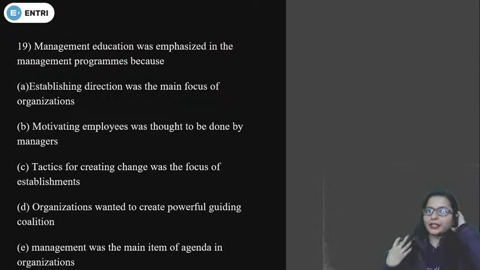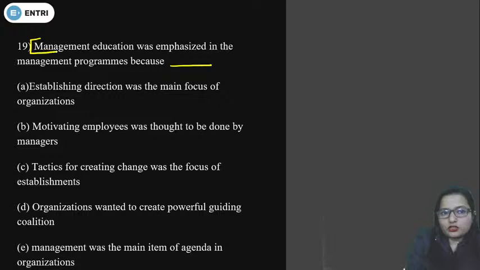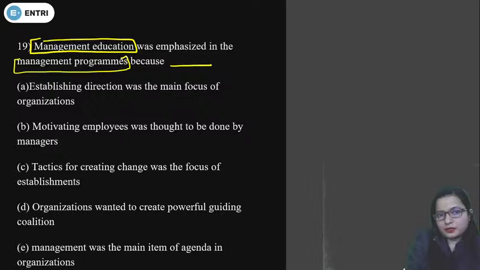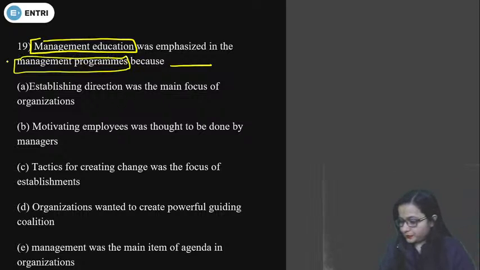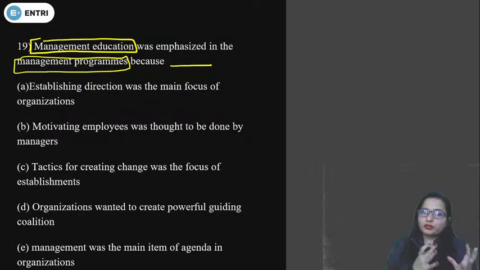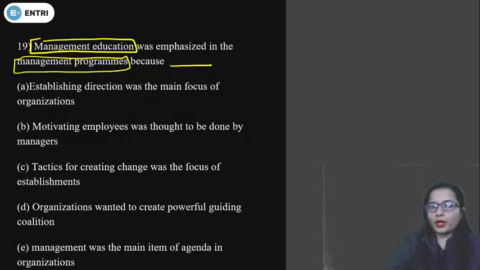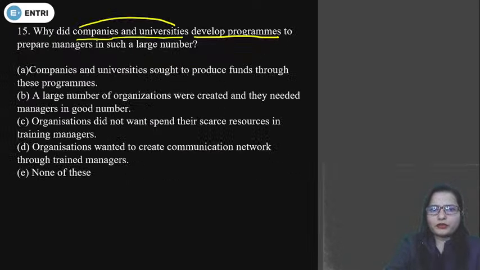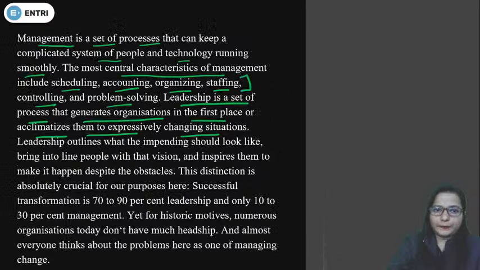The 19th question is saying, management education was emphasized in the management program because... Management education and management programs, these are the keywords for this question. All right. Now let's move to the passage again and try to figure out where these keywords are. First of all, we have this question: why did companies and universities develop programs to prepare managers in such a large number? So here we have read till here.